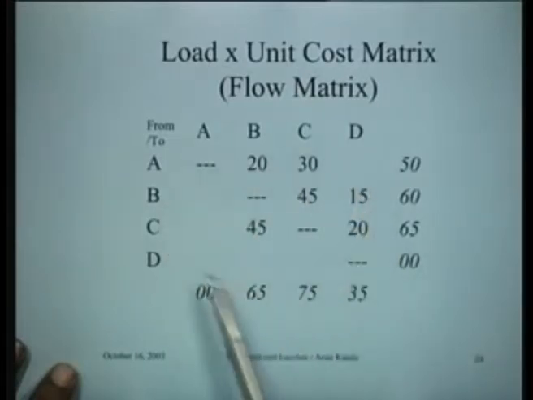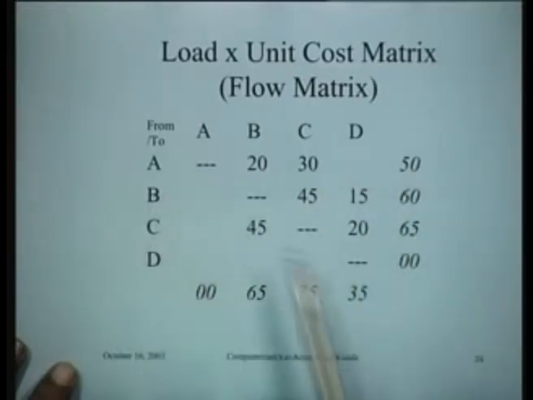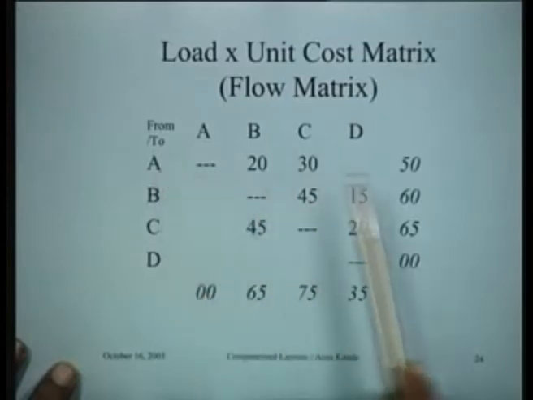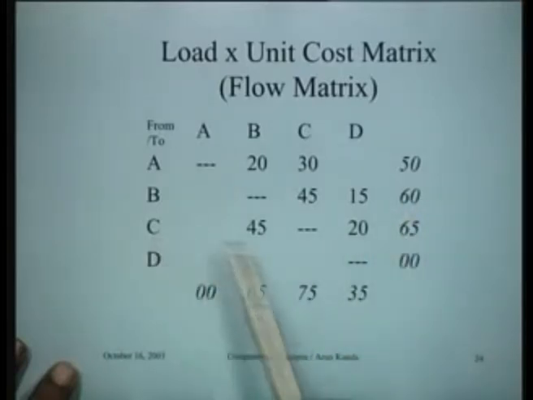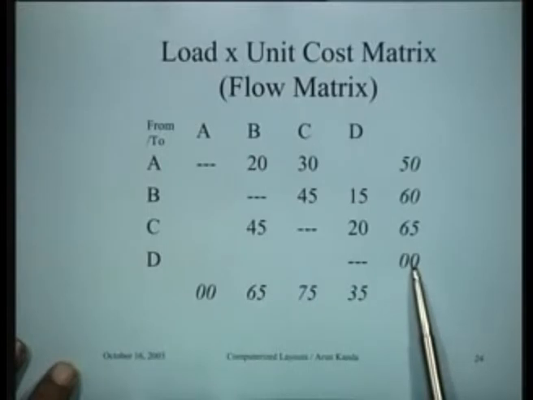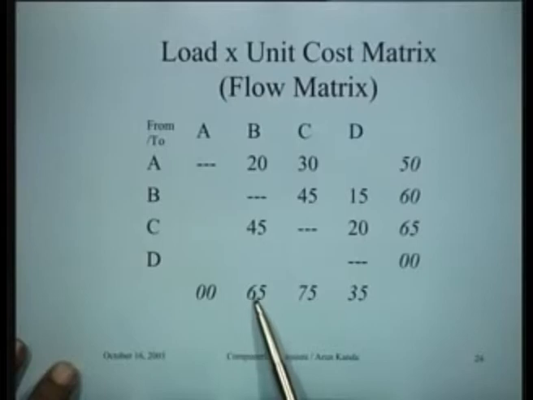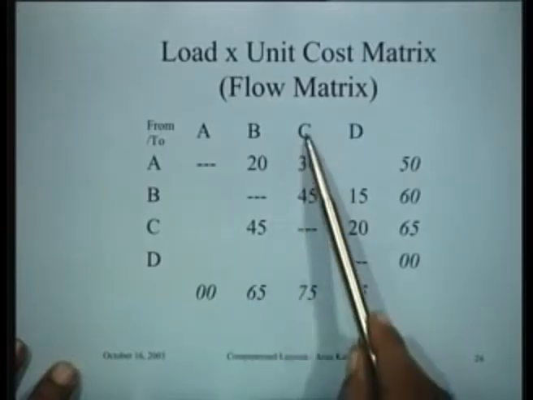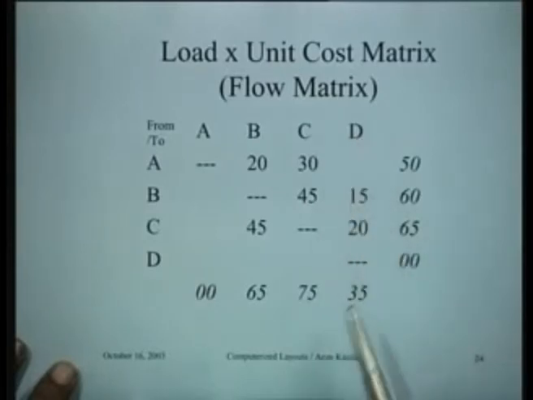So we have this, and this is the flow. So you can say, if you take the summation of each row, what do you get? From A, totally 50 units are moving. From B, total of 60 units are moving. From C, total 65 units are moving. There are no units moving from D. And similarly, to A, nothing is coming. To B, 65 units are coming. To C, 75 units are coming. And to D, 35 units are coming.